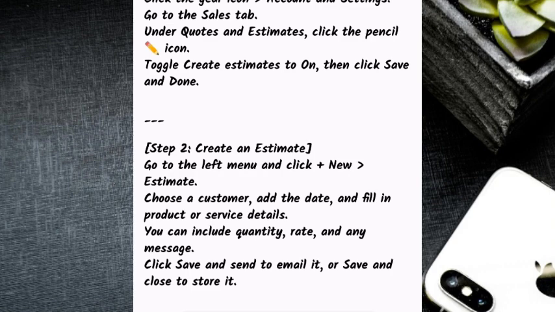Go to the left menu and then click Plus New, then Estimates. Now you're going to choose a customer, add the dates, and fill in product or service details. You can include quantity, rates, and any message. Click Save and send to email, or you can Save and close to store it.